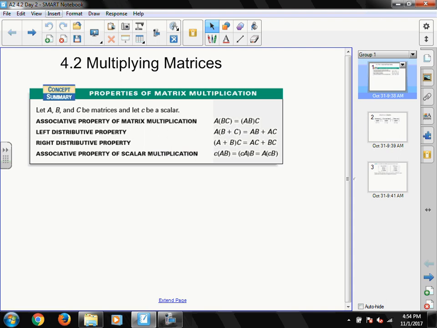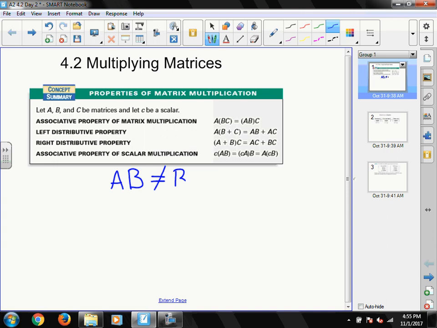And then I've got the associative property of scalar multiplication. It doesn't matter if I multiply matrix A by that scalar first and then multiply it by B, or multiply matrix B by that scalar and then multiply that by A. But what we did see in the last video is that if I am multiplying matrix A and matrix B, that is not equal to matrix B times matrix A. If those two are equal, then that is going to be a special case, the exception to the rule.